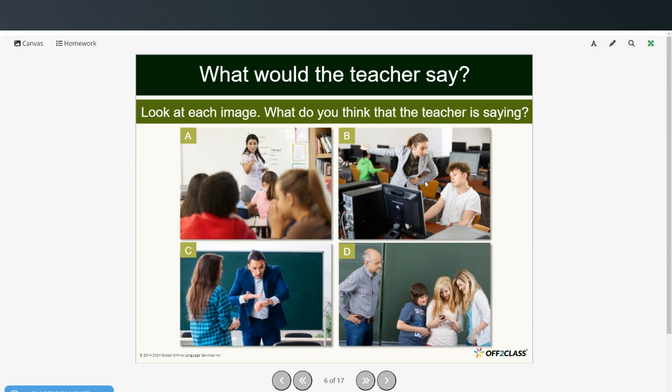In this one, the teacher looks kind of angry. Looks like she might be asking the student to leave her class. Here, it looks like the teacher maybe is pointing out that the student is late. And here, the teacher is observing them looking at something on their phones.